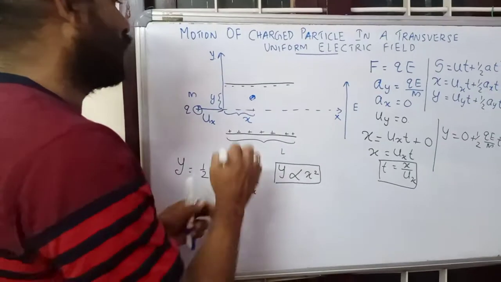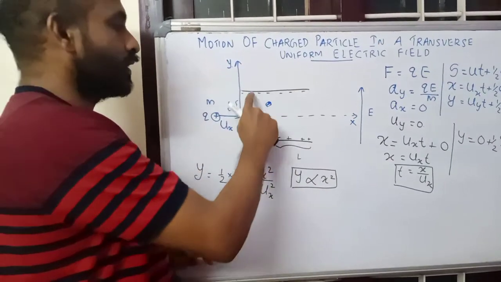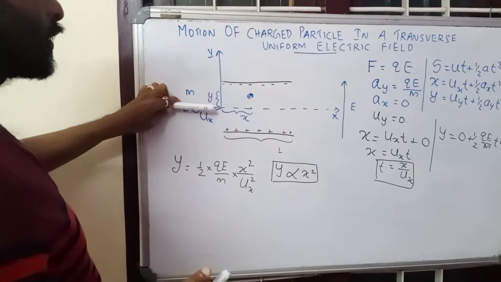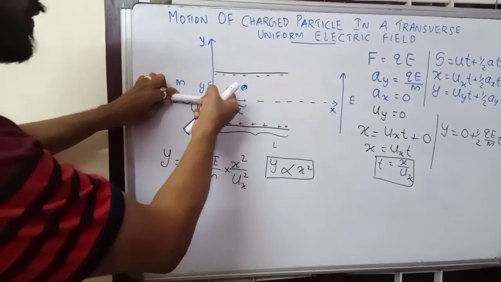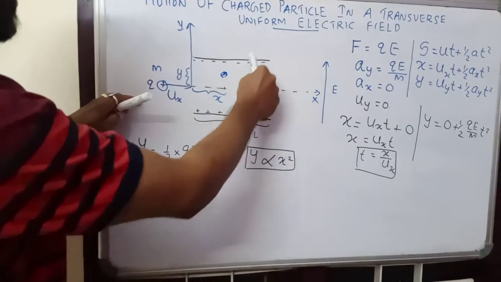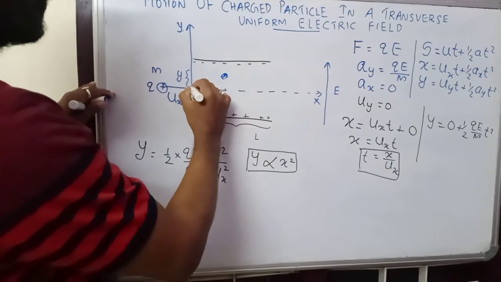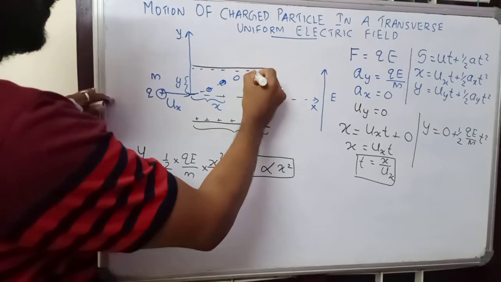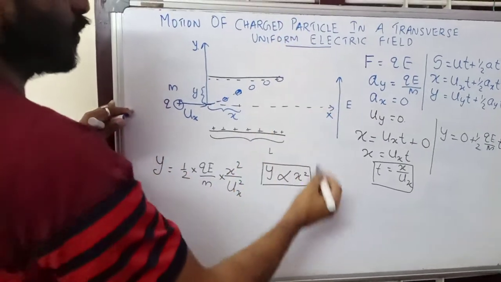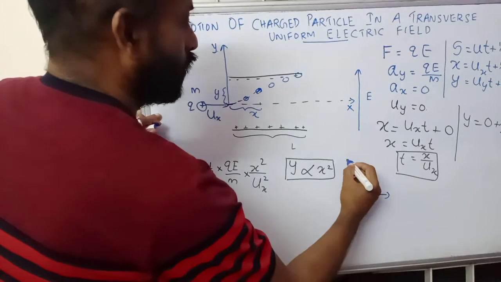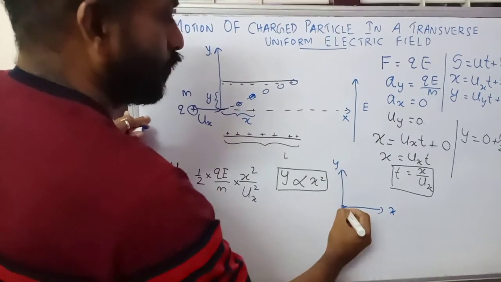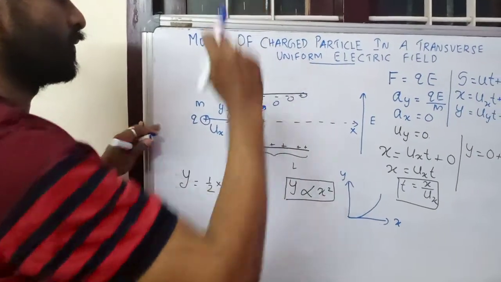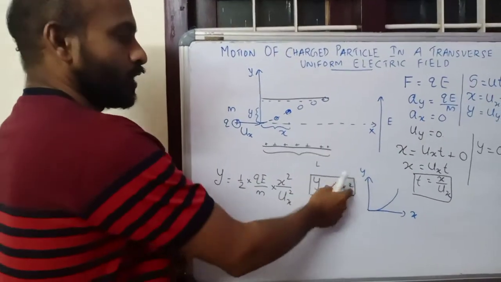So what will be the shape of the path of the particle after entering the electric field region? Initially the particle was traveling straight before entering the electric field region. After entering the electric field region, it takes the shape of a parabola. So the particle will start to move in a parabolic path like this. We can plot a graph also, y position and x position. The particle moves in a parabolic path like this. So y proportional to x square.